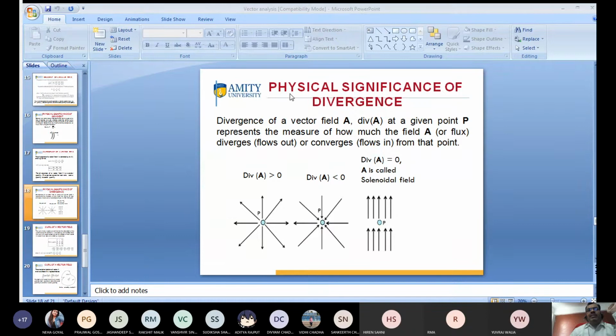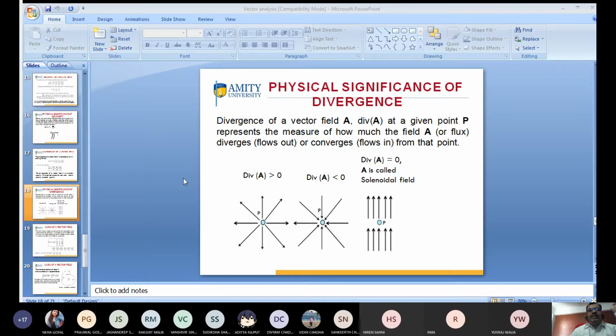Now, the physical significance of divergence. If A is a vector quantity, we have taken the divergence of that vector quantity. What does it measure? Divergence of A means how much it diverges. Diverge means flow out, which means it spreads. Divergence of any quantity tells how much it diverges and how much it converges.